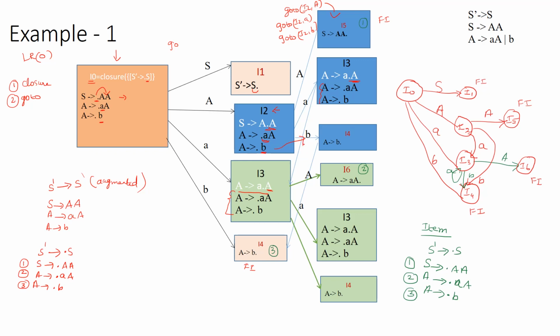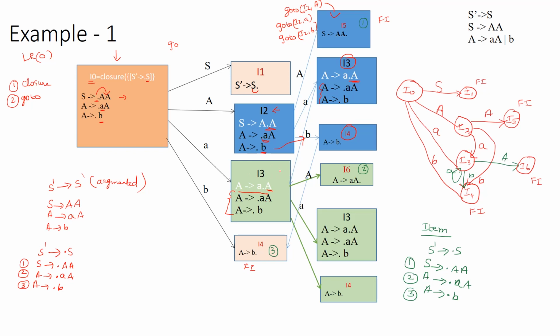So here goto of I2 comma small b is equal to A derives b dot. When we consider this, it is similar to I3 and this is similar to I4. So we need not have a separate state. We name the same state itself. It is in the same state itself. And then now this has to be explored.